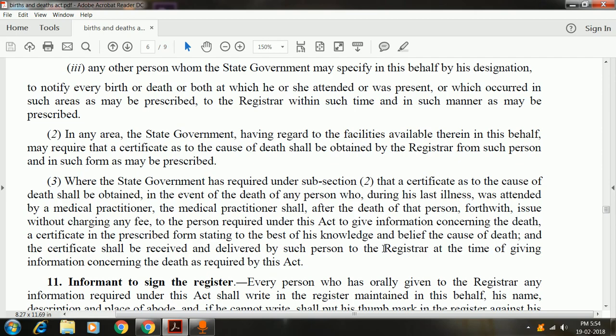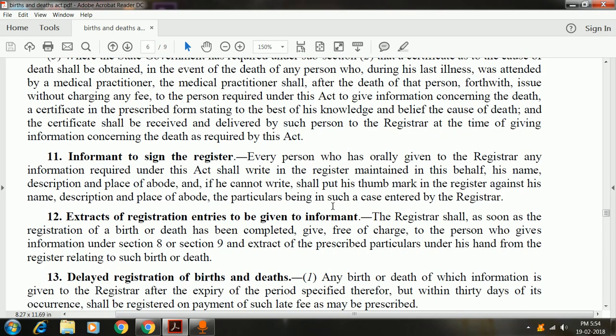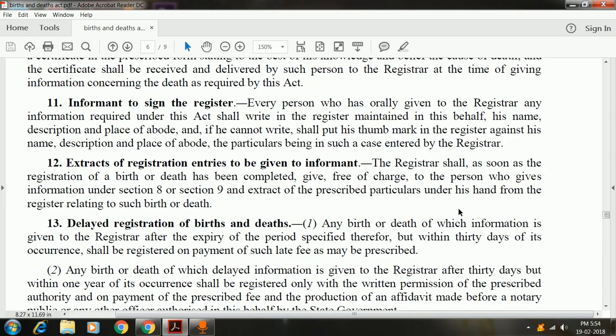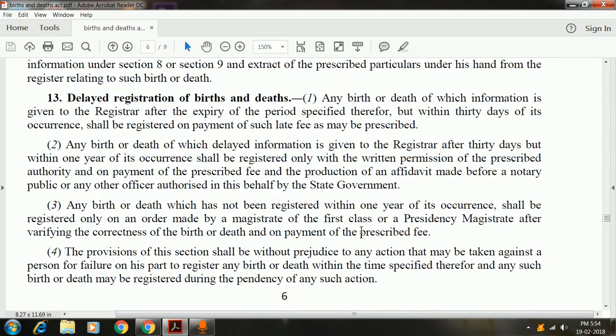So the certificate will also have to be proved, and the necessary information will have to be given to the registrar for the purpose of registering the death. Now, the registrar is also required to maintain registers in which all the details are required to be stated, and whoever is informing the registrar will also have to sign. That is generally because somebody has to take the accountability of the information given, because there is also a penalty prescribed for giving false information as regards the birth or death of a person.